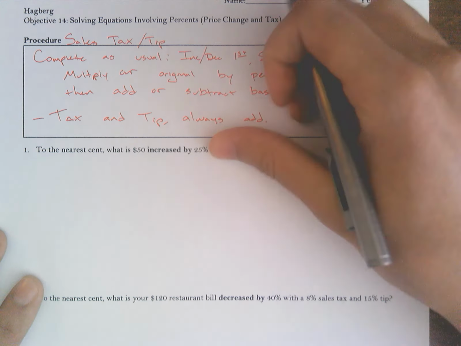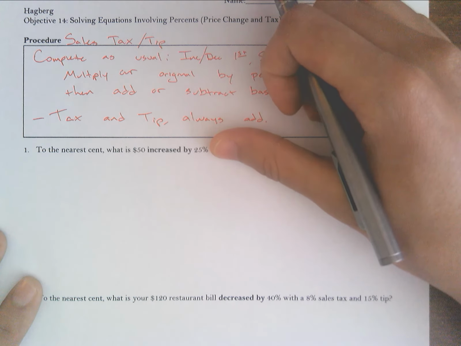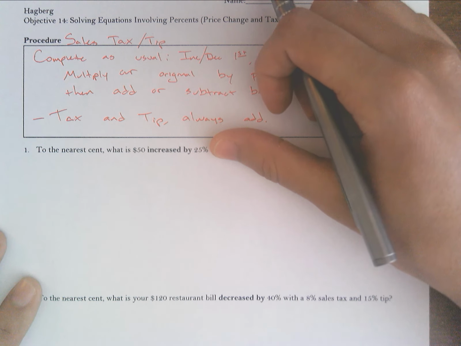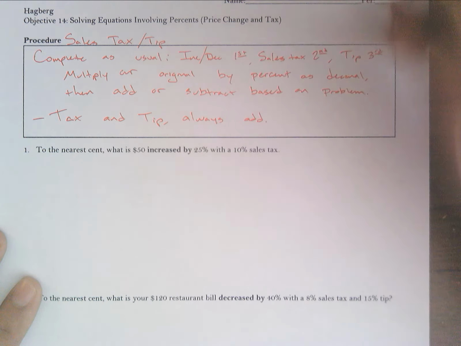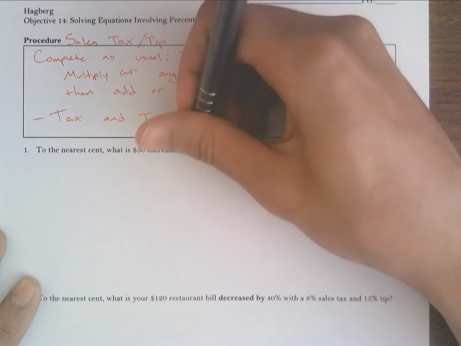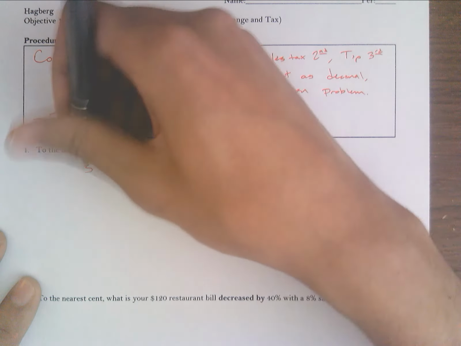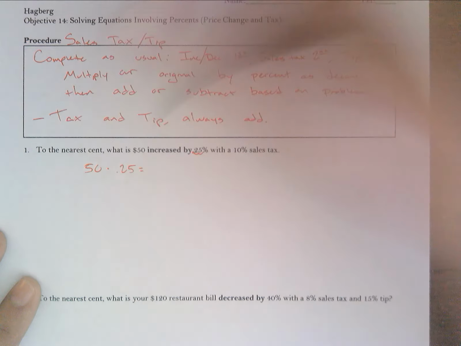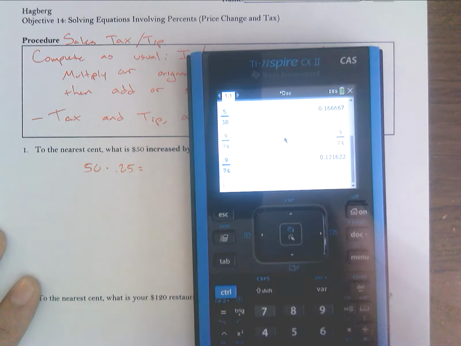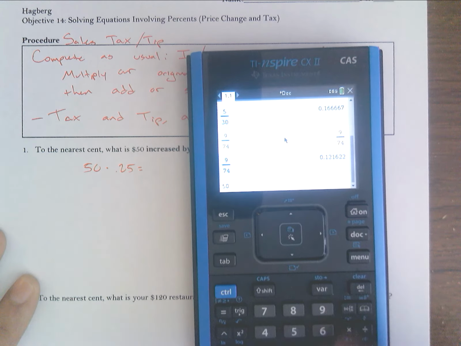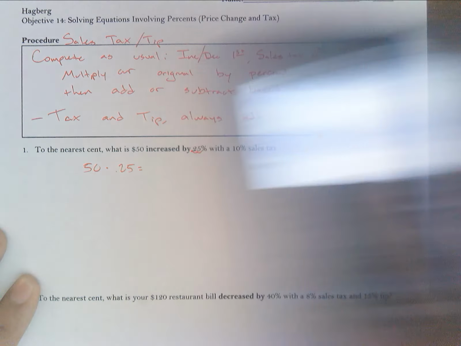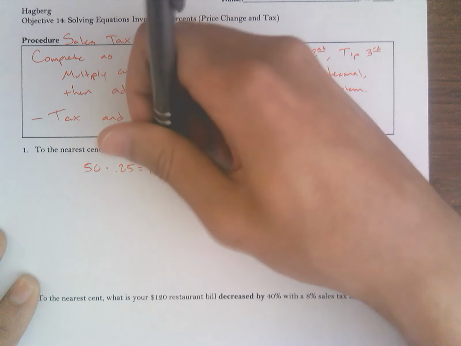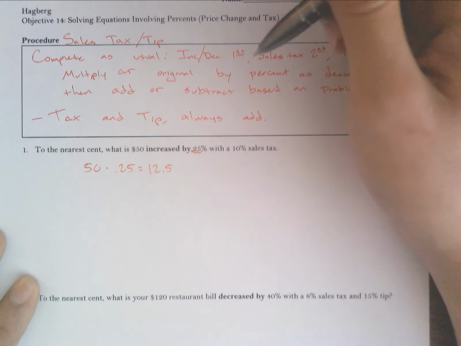Now, if you were to just cover this part up, this is exactly what we've learned in Objective 13. So we know how to do that. Let's start by doing that. Of course, we start with our percent and we make it a decimal, so we move the decimal place 2 places to the left. So we have 50 times our percent as a decimal, 0.25. Plug that into your calculator. 50 times 0.25 gives us 12.5. And remember, that is the 25% of 50.